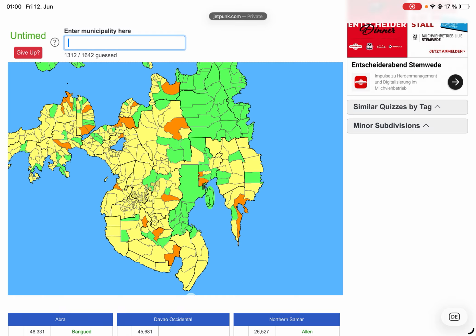The other component city here is called Panabo, and then we have Talaingod, we have Asuncion, which is also the capital of Paraguay, we have New Corella, and we have this funny name which is called Braulio Española Dujali, probably some kind of name or something, but I don't know who that was.